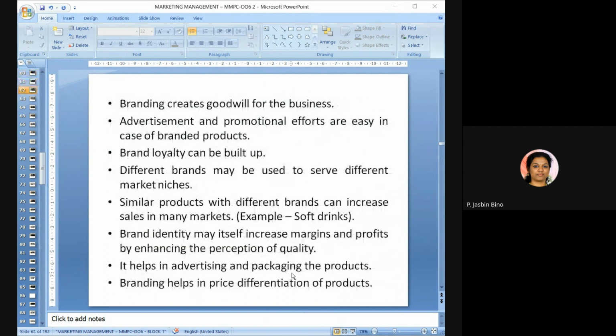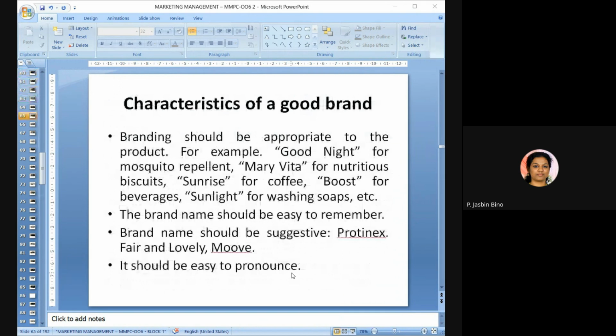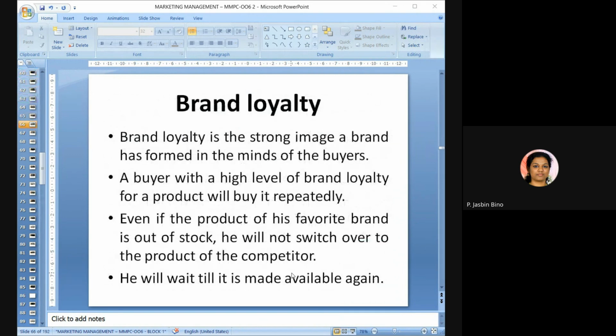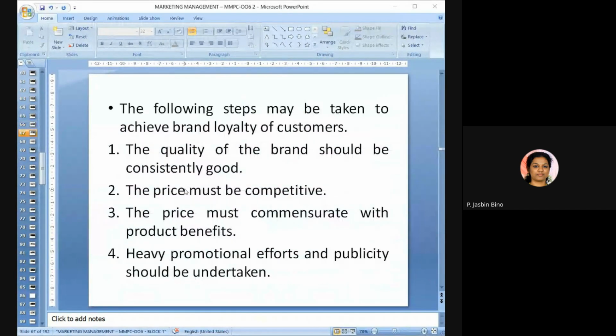The advantages you can learn on your own. The next one is brand loyalty. Brand loyalty is the strong image a customer has towards a brand. A buyer with a high level of brand loyalty for a product will repeatedly purchase the same product. Even if the product is out of stock, he will wait. He will not switch to a competitor's product. He will wait until the stock arrives.